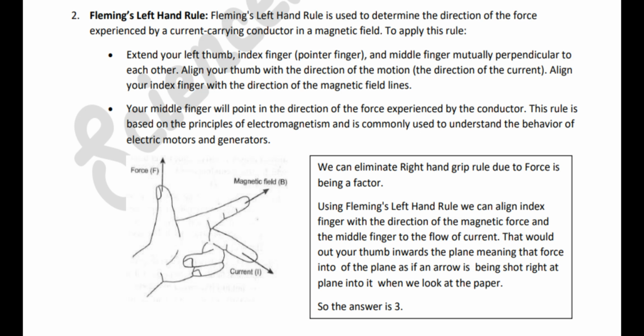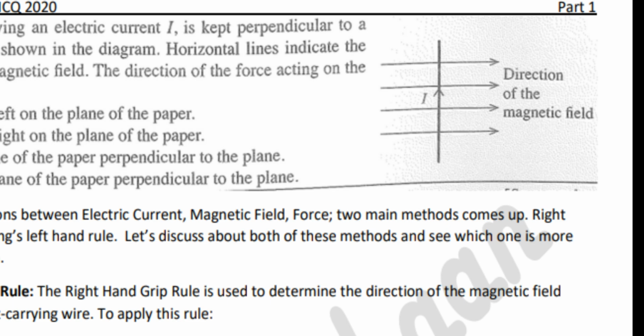We can eliminate the right hand rule due to forces being a factor. In the right hand rule, we are not talking about the force. Using Fleming's left hand rule, we can align the index finger to the direction of the magnetic field and the middle finger to the flow of the current, and the thumb would be force. If we apply this to the question we have here, get your left hand and point to the direction of the magnetic field using your index finger. Point it.